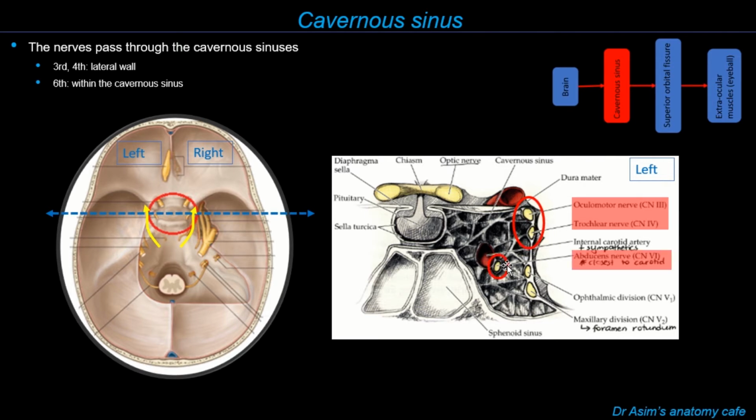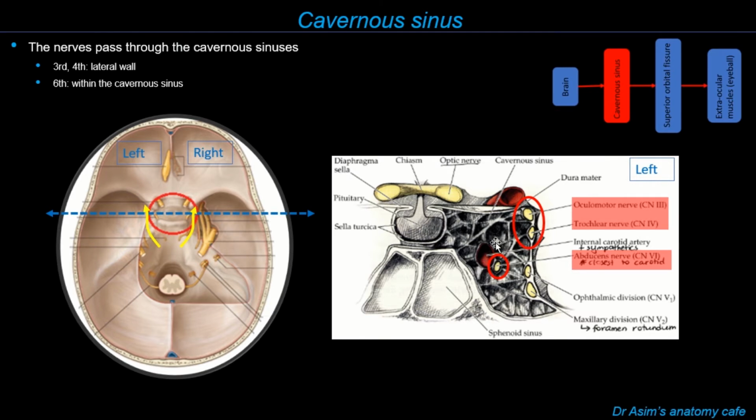On the contrary, the sixth cranial nerve, which is the abducent nerve, actually passes through the venous sinus itself. So it's literally passing through the blood inside the venous sinuses. And as it passes through the cavernous sinus, it is related antero-inferiorly to the internal carotid artery.